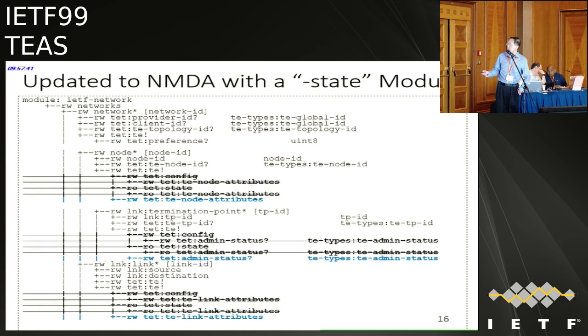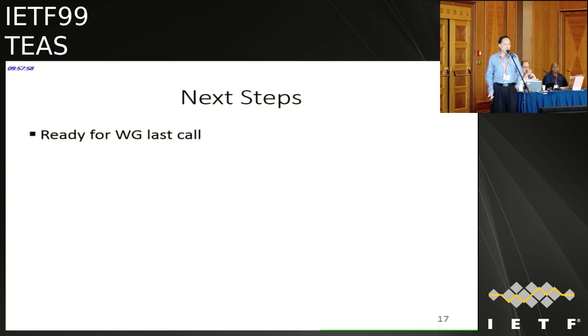so most of the changes are like this, right? We have a container for the config and state, and then we take them out and merge them into one. Next step, we think we're pretty much done, and we are ready for the last call.